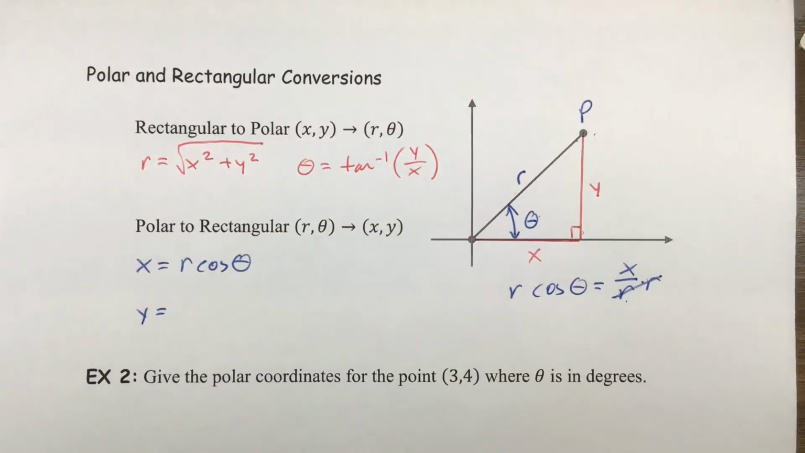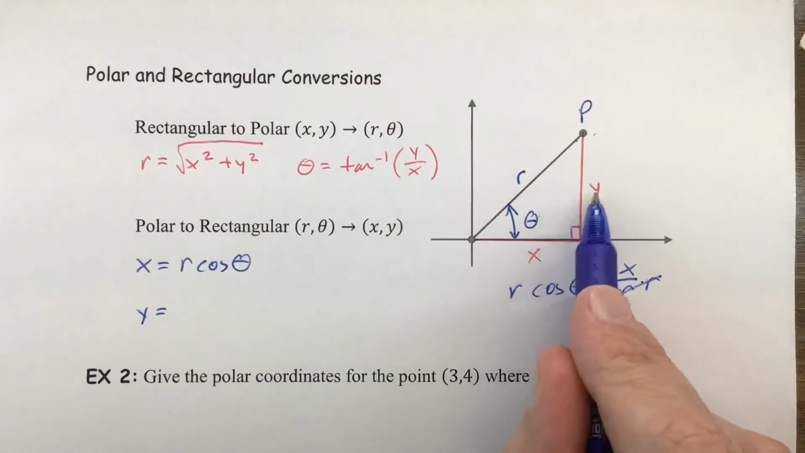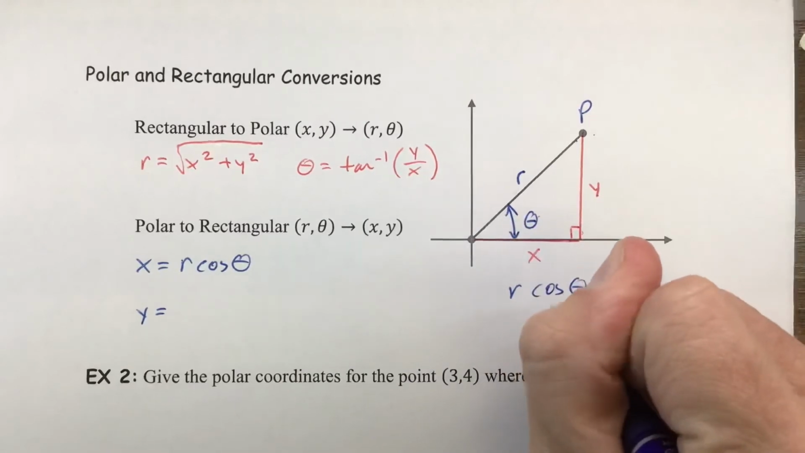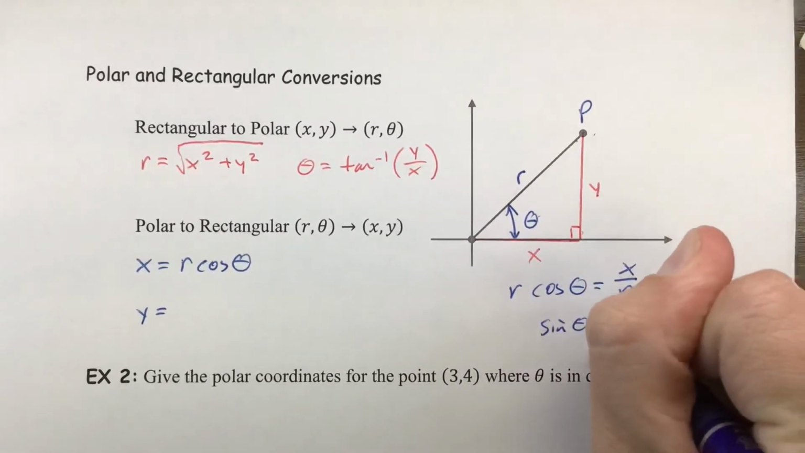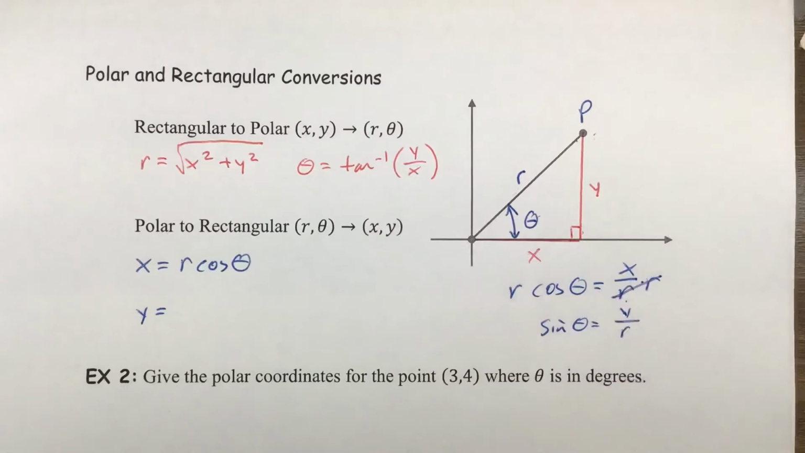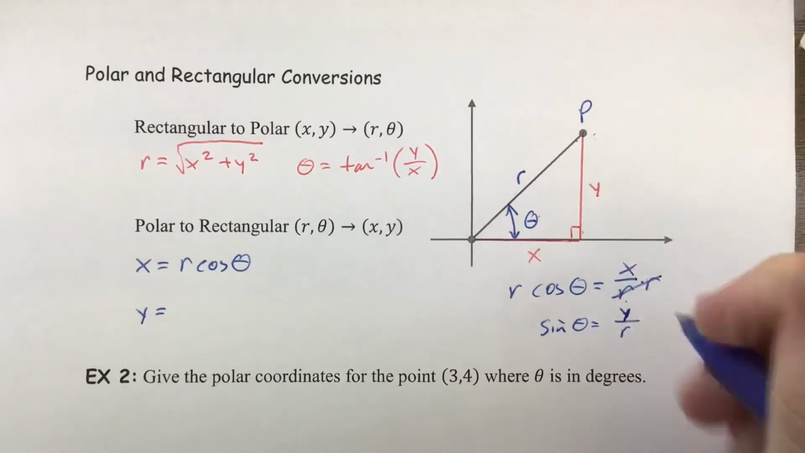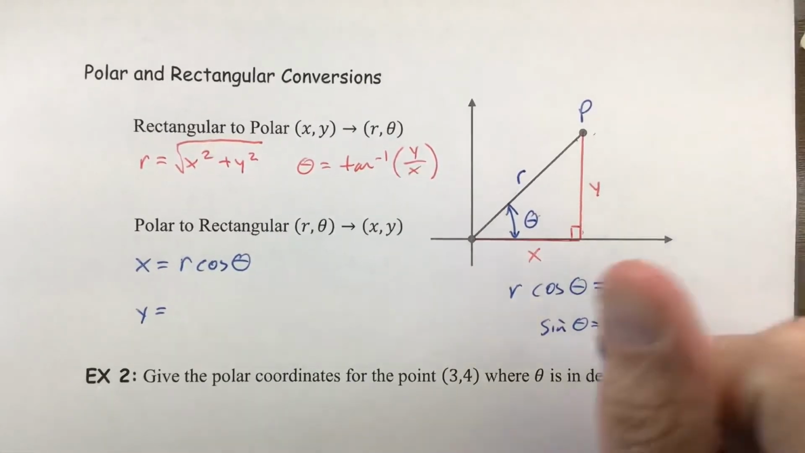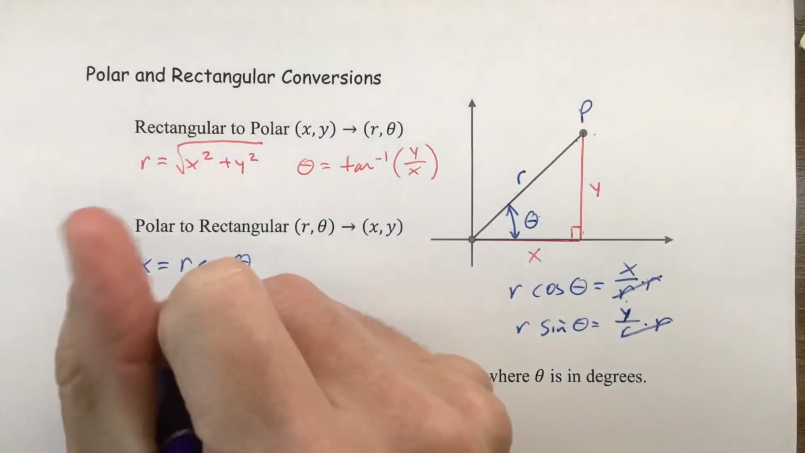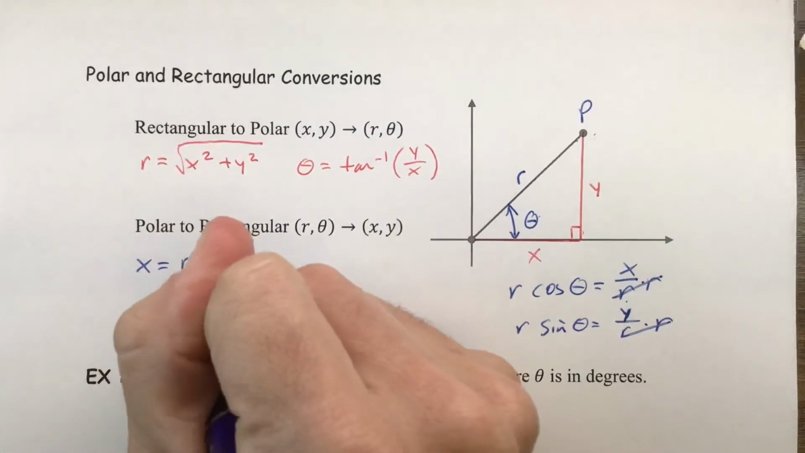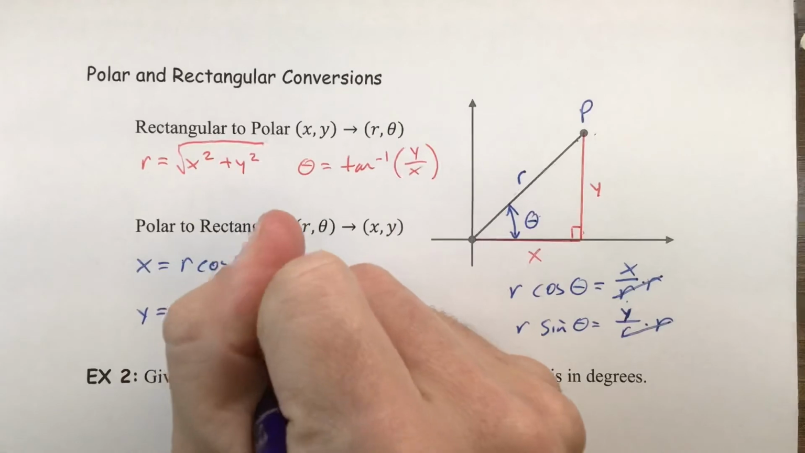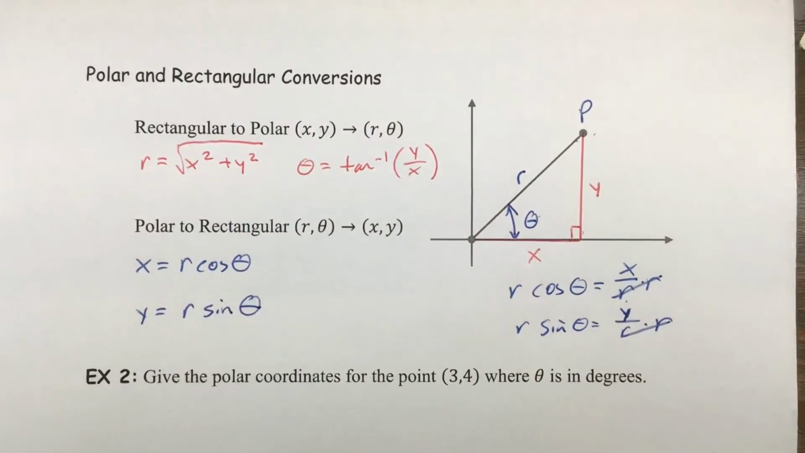All right, now pretty similar for y. What we can do here, the y is not the adjacent, it's the opposite. Okay, so the sine of theta would be equal to the y value divided by the r value. Then solve by multiplying by r. We do that, and that would be equal to r times sine theta. All right, so y would be equal to r times sine theta.